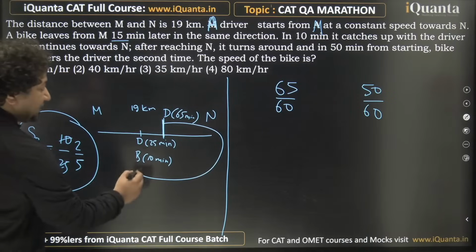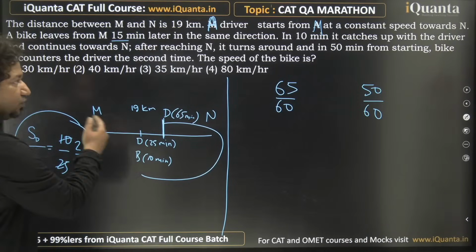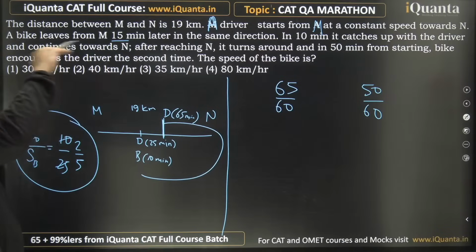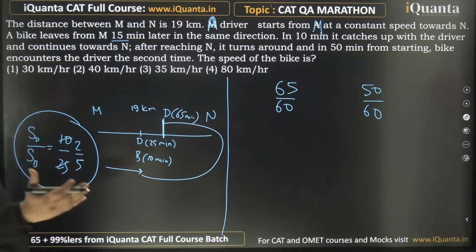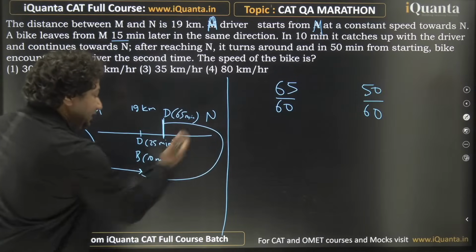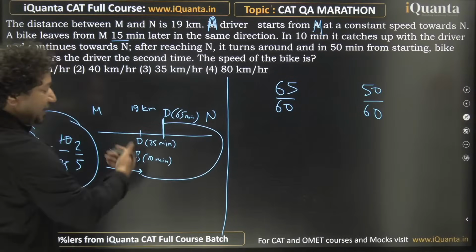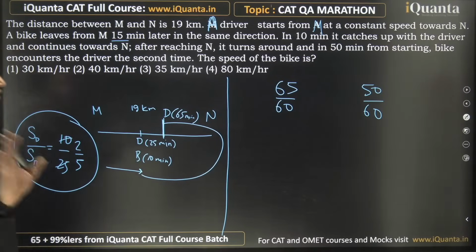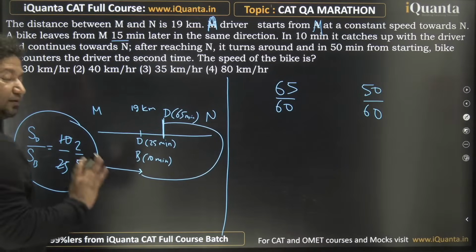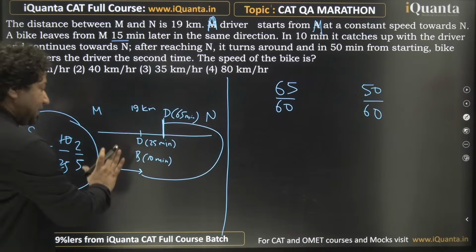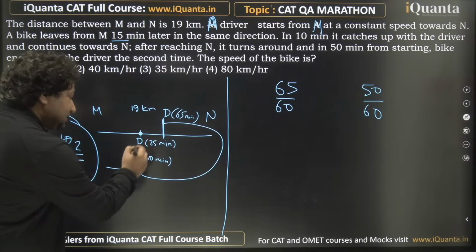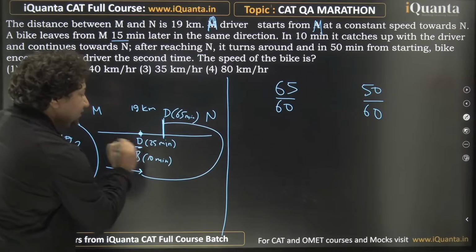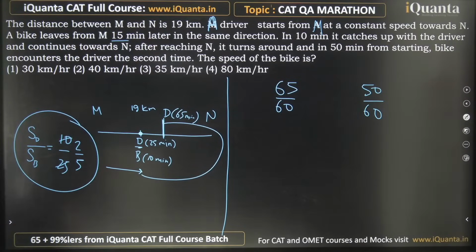बाइकर को यहाँ पे पहुँचने के बाद शुरुआत से 50 मिनट लगे. 10 minutes he has traveled already, the biker. Overall 50 minutes, that is 40 minutes more he has traveled. He has reached N and turned back. So 40 minutes more. So overall, the biker has traveled 50 minutes, but from this point, he has traveled only 40 minutes, and same with the driver. So the driver has traveled 65 minutes.